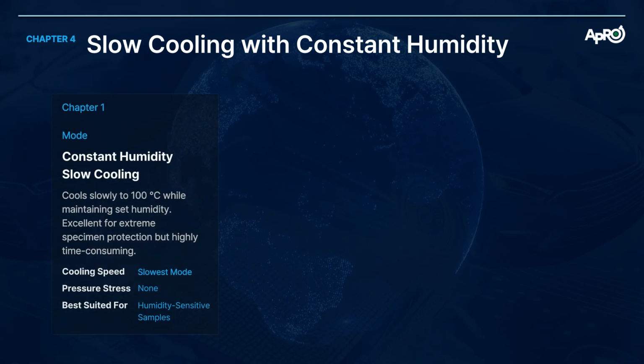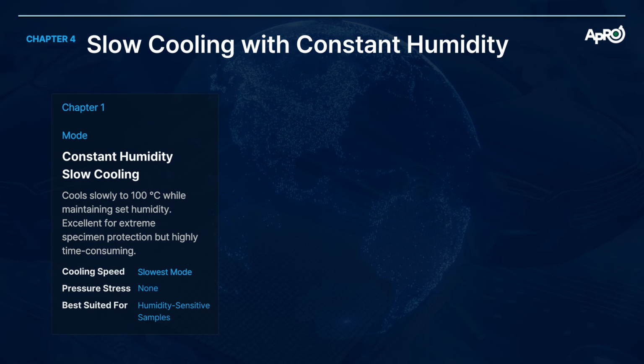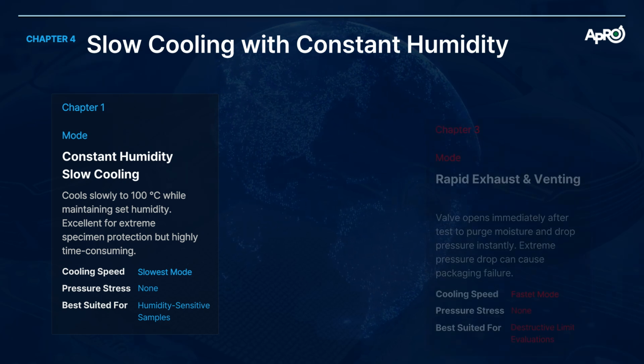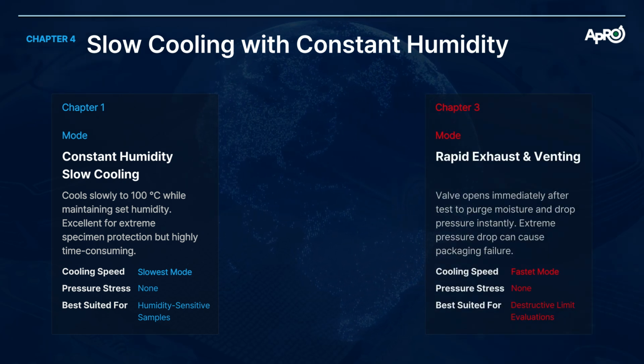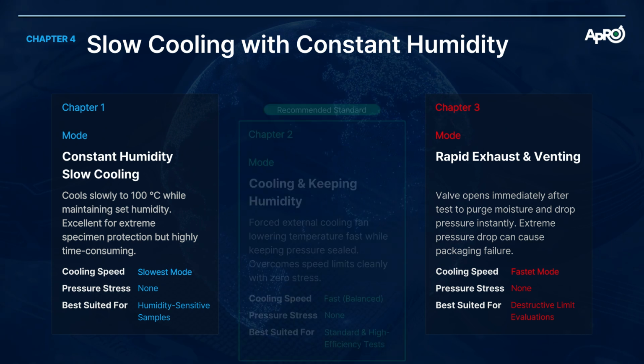Chapter 1 provides the highest level of specimen protection. Because humidity is maintained while cooling slowly, pressure stress and condensation are minimized. However, it requires the longest cooling time. Chapter 3 offers the fastest cooling speed. However, the rapid pressure release can place significant stress on the sample and packaging, making it more suitable for destructive limit evaluations. That brings us to Chapter 2.